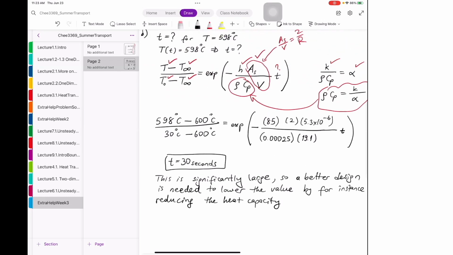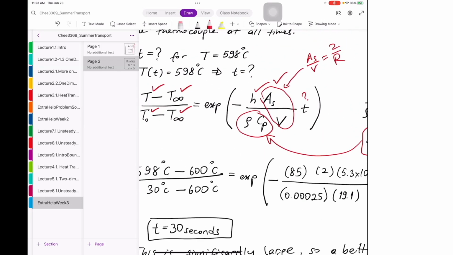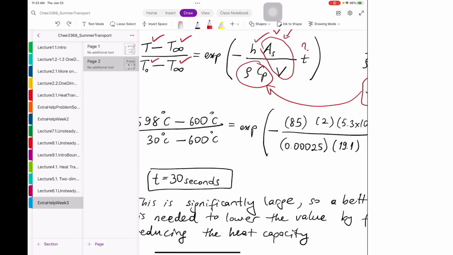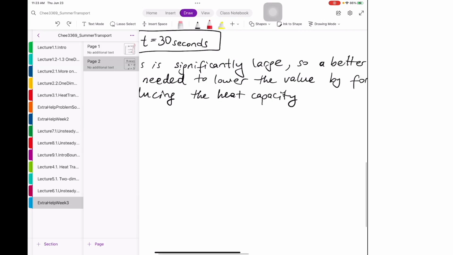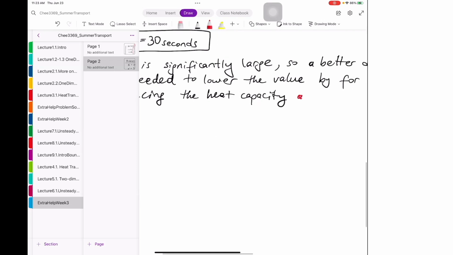So have a look at this equation. If you reduce the heat capacity, to get the same answer here, you should reduce the time as well. So you should get a smaller time for a smaller heat capacity, which makes sense because it's going to take less time to heat up this thermocouple, right? You're going to need less energy to heat it up, so it's going to require less amount of time. That makes sense.